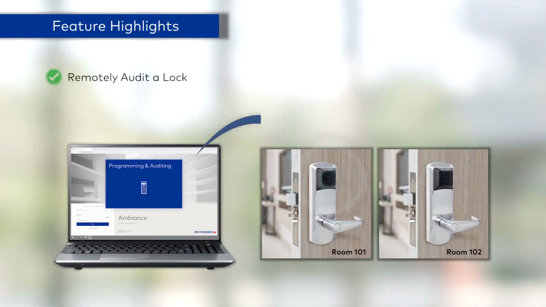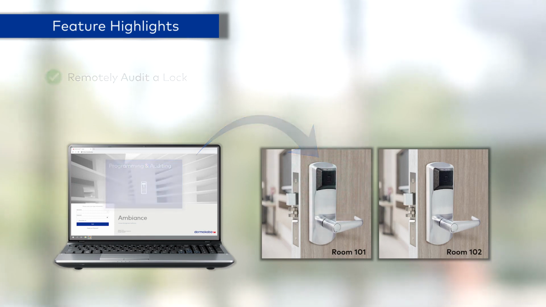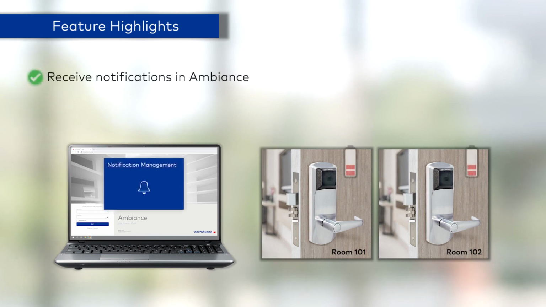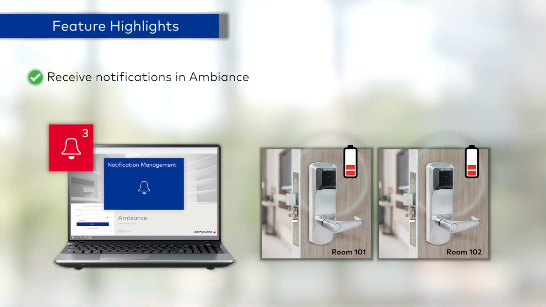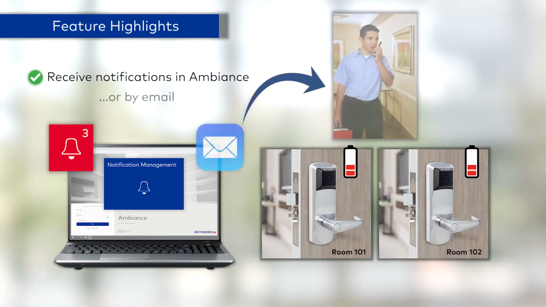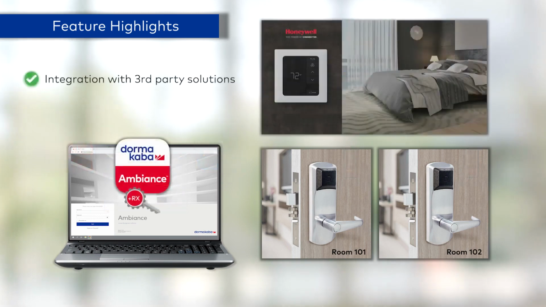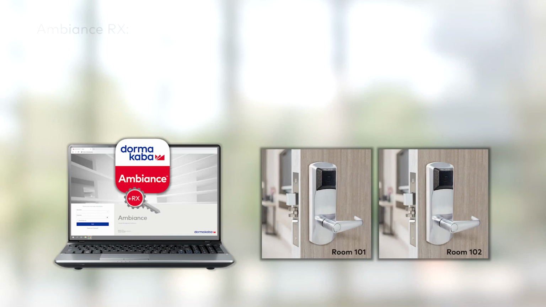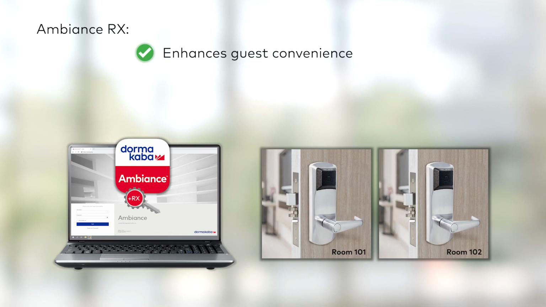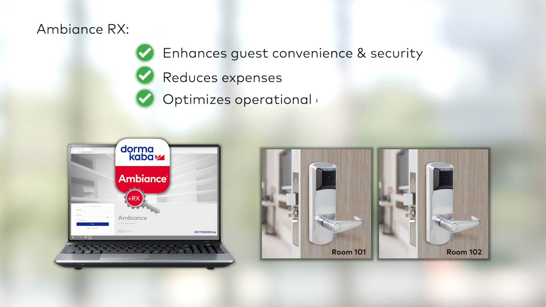Hotel staff can remotely audit the lock without having to visit the door. And the property can monitor door activity through notifications visible in the Ambience software or sent directly to email. Online communication can also integrate with third-party applications for even greater room management control and flexibility. With a broad range of functionality, Ambience RX enhances guest convenience and security, reduces expenses, and optimizes operational efficiency.